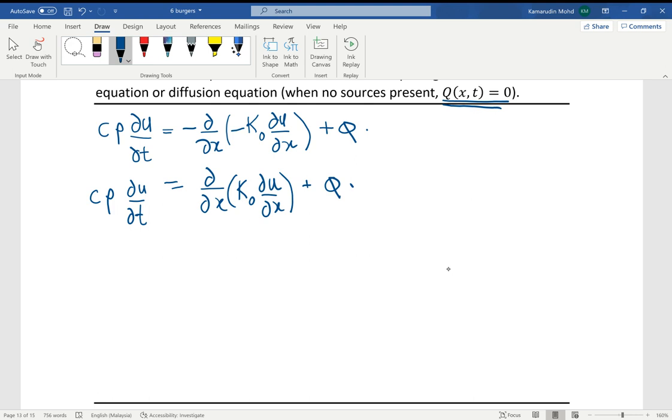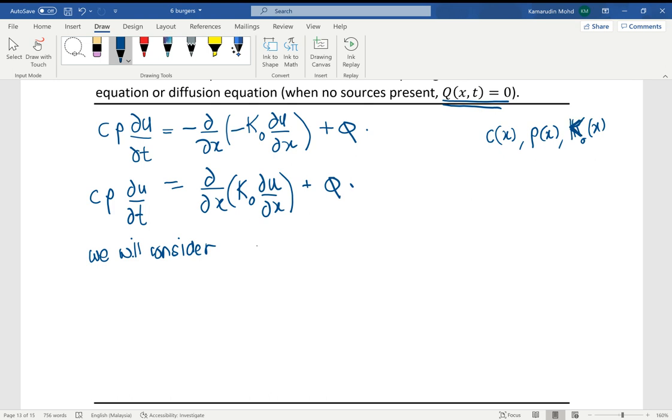So if k naught is in terms of x, since here is the derivative with respect to x, it has to stay inside here. Okay, but for our scope here, I write down here, we will consider the C rho and k. Previously at the beginning we said C is in terms of x, rho is in terms of x. That is the general one. K naught also in terms of x.